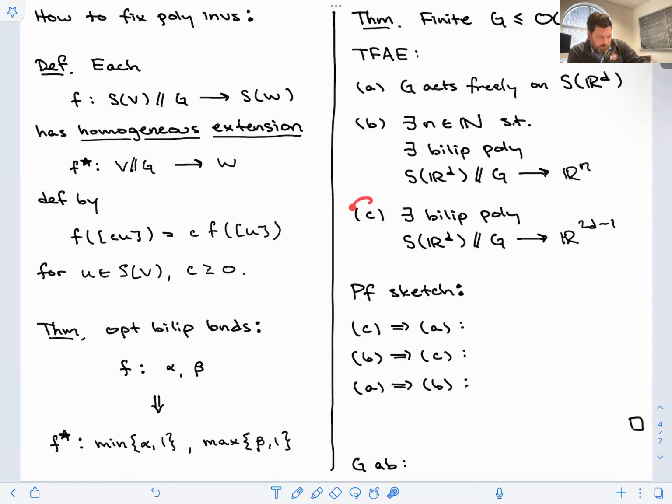First, if C holds, why does A hold? We'll look at the contrapositive. If there's a point with a non-trivial stabilizer, then ideas from the previous theorem give us that there's not going to be a Bilipschitz map. So this is that non-differentiability theorem. It's not literally the theorem that I presented to you, but ideas from that theorem prove a more general theorem that implies this one. Okay. B implies C. How do I go from some n down to 2d minus 1? It turns out you can apply a generic linear projection.